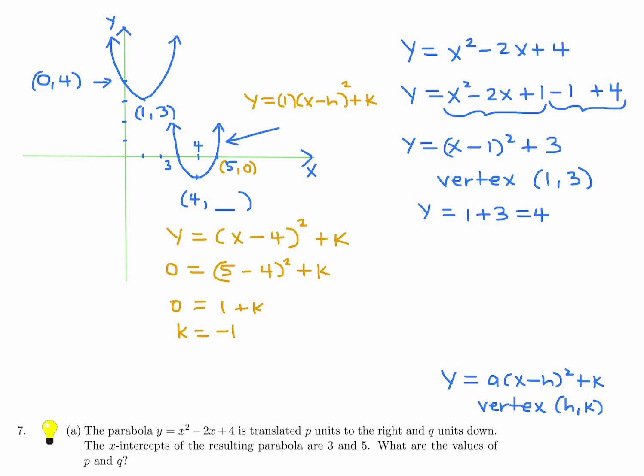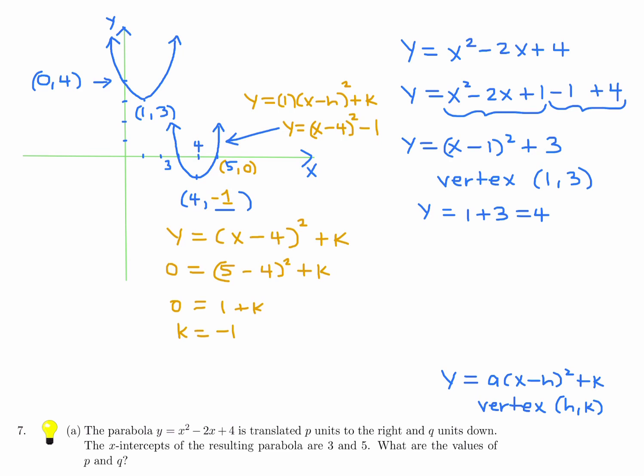So the equation of this parabola right here, I'll just write it right here: y is equal to (x minus 4) squared minus 1. So this is a negative 1. We're almost done. All we now have to do is compare the vertex here and the vertex there to figure out how many units it was shifted to the right and how many units it was shifted down.